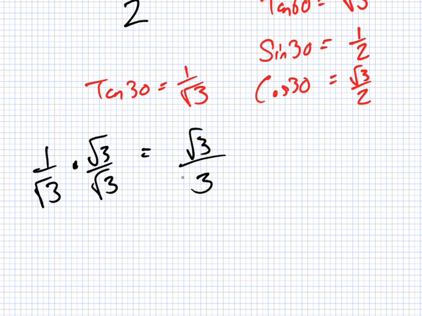Yeah, that's called the conjugate, but what's the name of the process? Rationalizing the denominator, or as you said, you multiply the top and bottom by the conjugate.